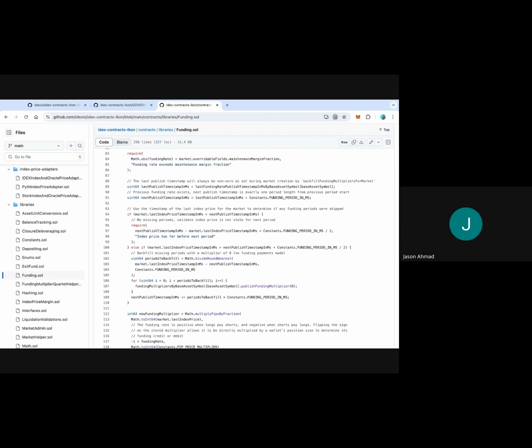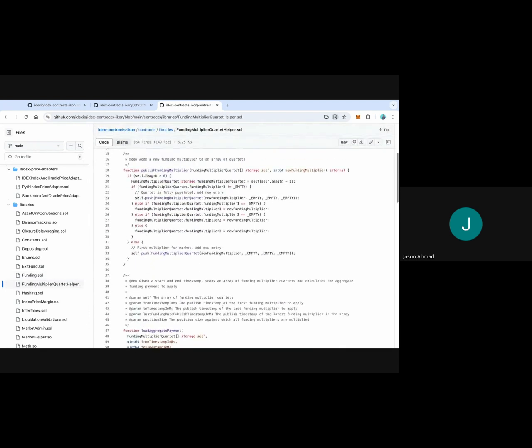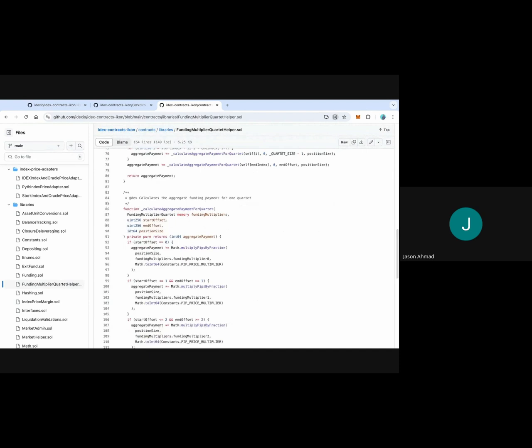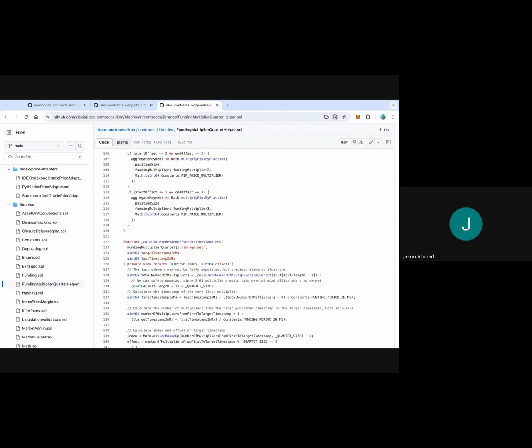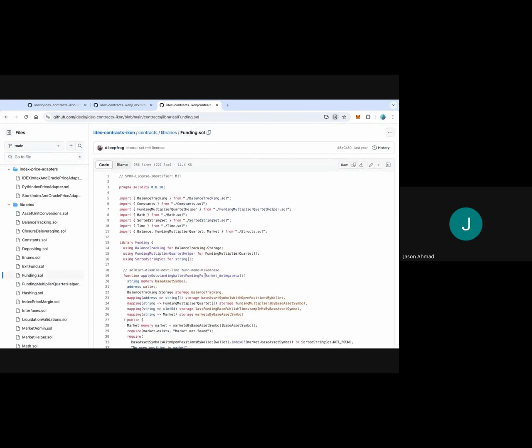And this is the way that we avoid having to generate a large number of transactions on the funding payment tick. And I should also mention, in the funding multiplier quartet helper, that these funding rates are tightly packed in order to optimize the gas costs of S loads during that lazy application. But again, pretty well contained in funding and funding multiplier quartet helpers.